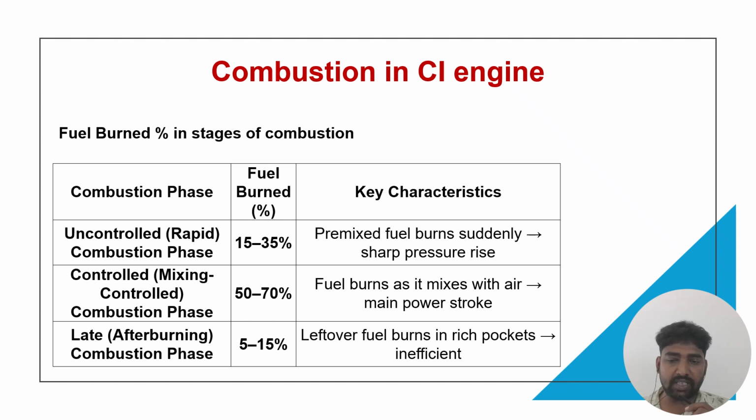So far we have discussed the stages of combustion in a CI engine. Now let us look at the percentage of fuel burned in the different regions. 15 to 35 percent of the fresh charge is burned in the uncontrolled combustion phase, and in the controlled combustion phase 50 to 70 percent, where the maximum amount of fuel and air burns. In late combustion, 5 to 15 percent, the leftover fuel burns in the rich packets.